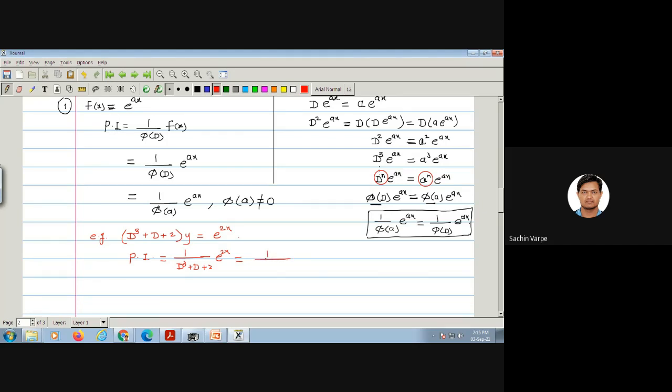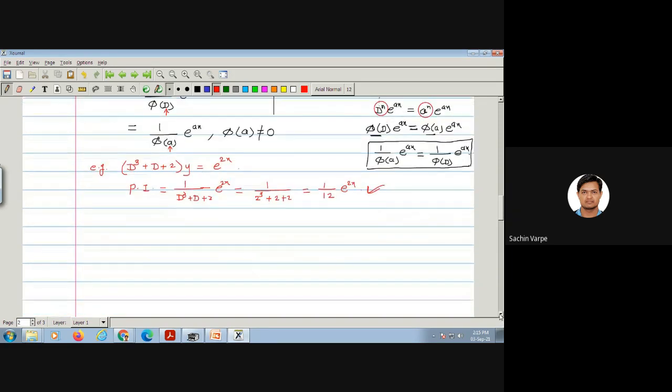We need to replace D by a, which here is 2. So just replace D by a. What will we get here? 2 cube plus 2 plus 2. So what is the answer? 8 plus 4, that is 12, no? So that is your particular integral. Isn't it easy? If we compare it with the general method, it's very easy actually, isn't it?